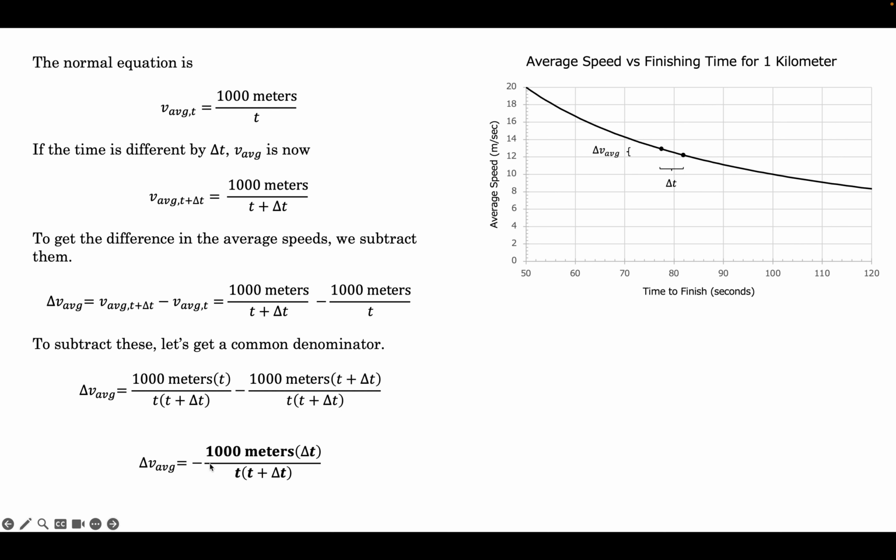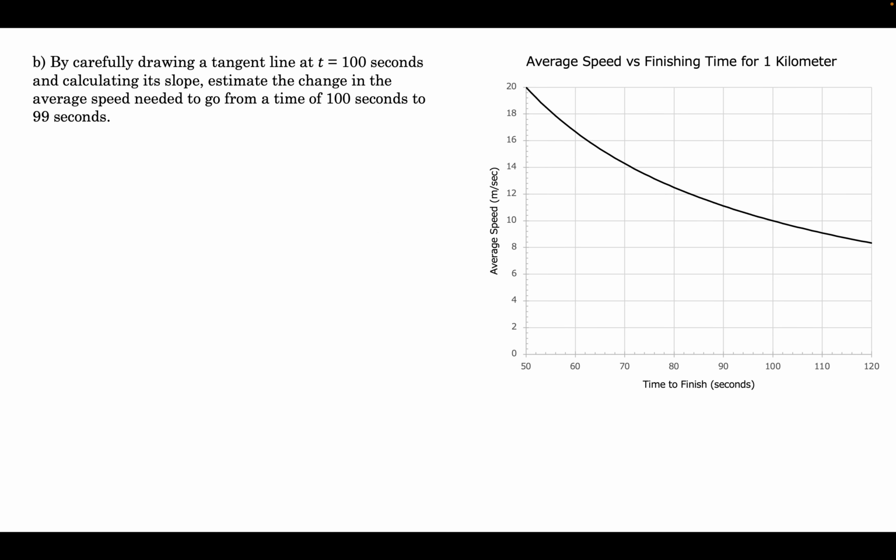It should be negative because when your t goes down, this delta t is negative. Negative times a negative is a positive. Your V average change is positive, right? If you go faster, time goes down, your average speed goes up. Should make sense. On to part B.